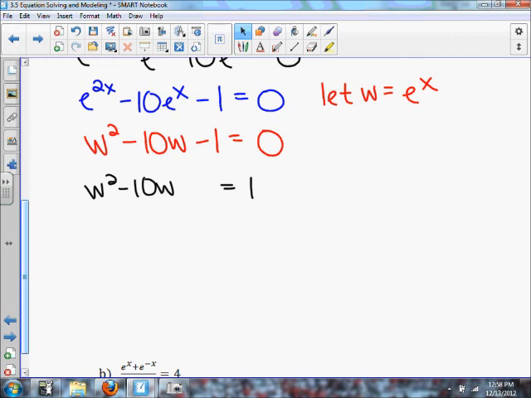Now Parker, what is half of -10? -5. Half of -10 is -5. So this is where we're at so far, right? I told you there wasn't enough room. I wasn't lying.